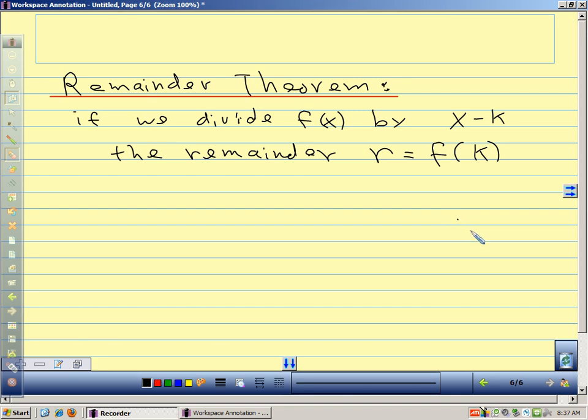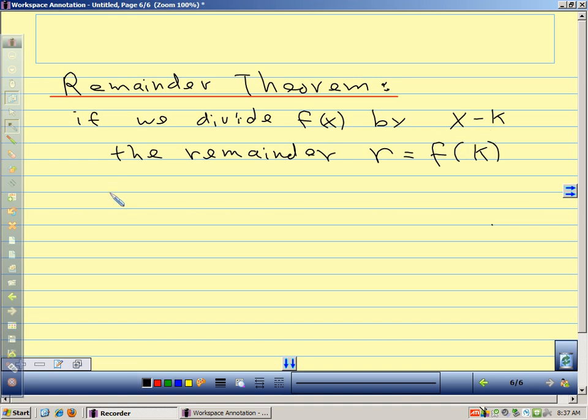So let's say we have a really complicated polynomial, and we want to evaluate that polynomial at some number, and we want to get an idea of that value without plugging it into our calculator. And say we have a really long polynomial, so plugging in, squaring, cubing, raising it to the 5th power is a lot of work. In order to find the value at k, all we have to do is divide our function by x minus k.